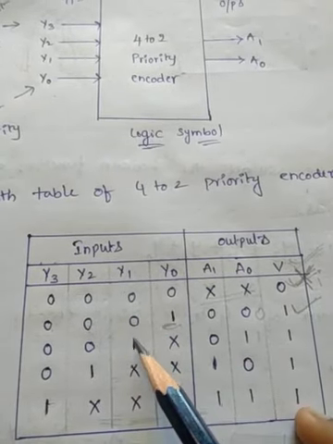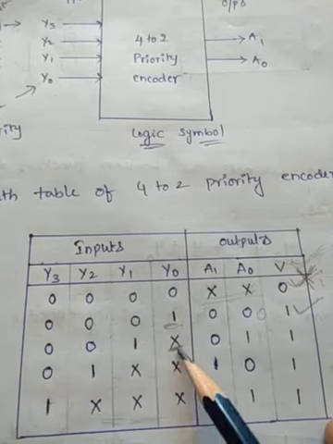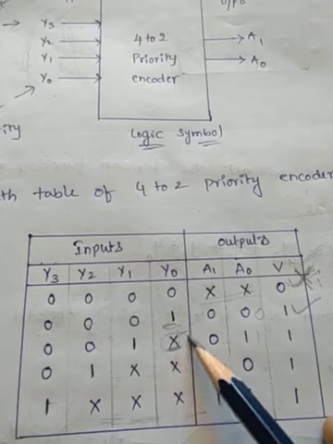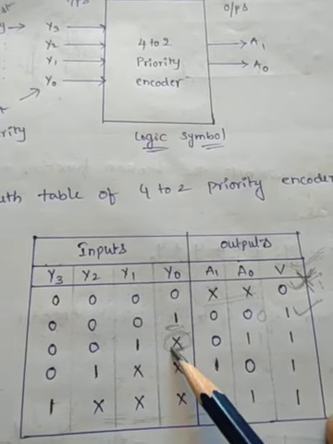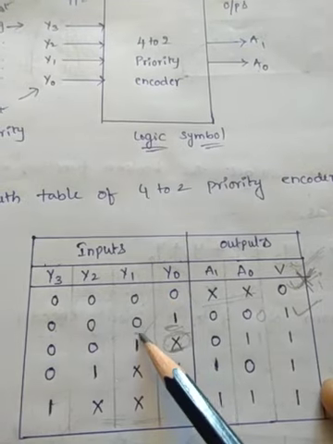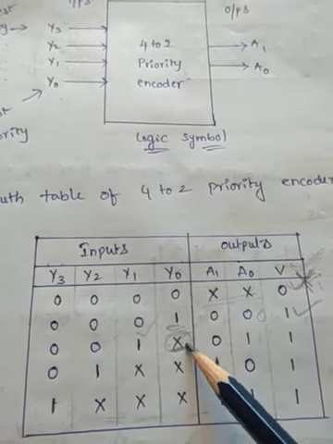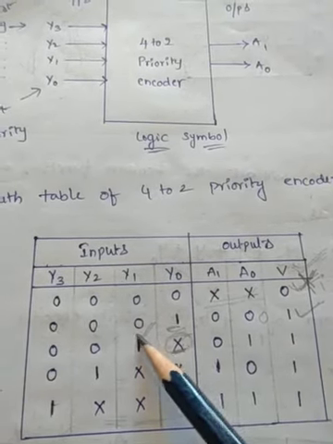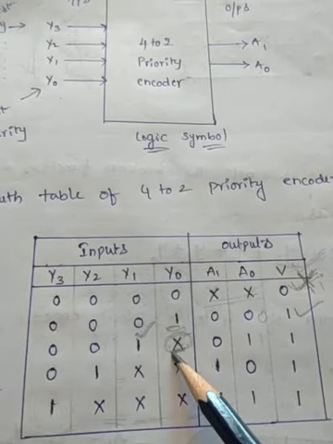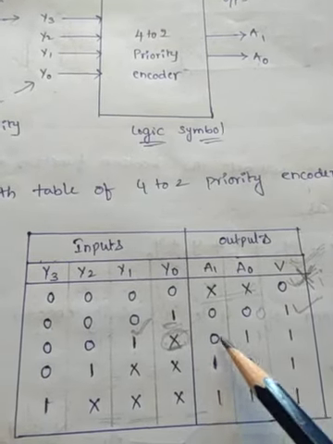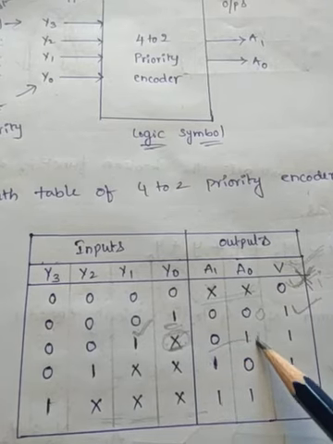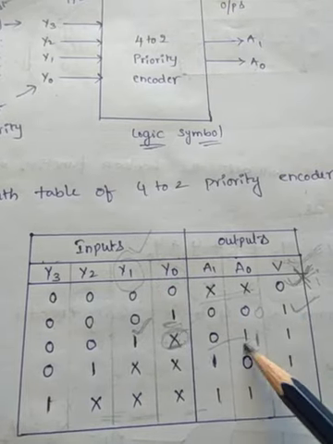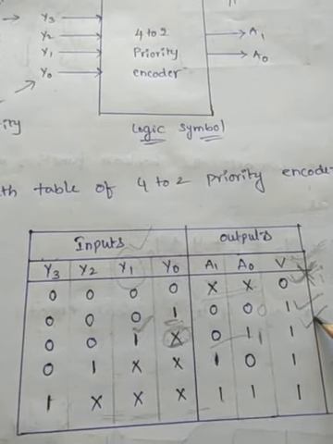Next, 0 0 1. So if y1 is 1, then there is no need to consider the y0 value. y0 may be 0 or 1. So there is no need to consider this y0 since y1 has higher priority when compared to y0. So y1 is served, y0 is don't care. So outputs are 0 1. So 0 1 means 1. So y1 is enabled. So y1 is going to be served. This is also a valid output.